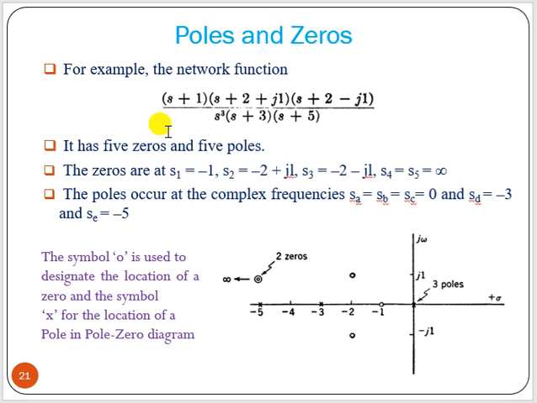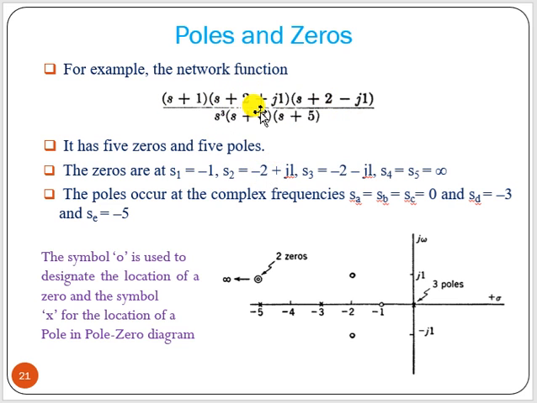Now let us take for example, a network function is given like this. So here what we have, 1, 2, 3 zeros, and 1, 2, 3, 5 poles. Now s plus 1, so what we can write, s plus 1 equal to 0. So s equal to minus 1. So a zero will be at minus 1. The other two are at minus 2 plus j1 and minus 2 minus j1.